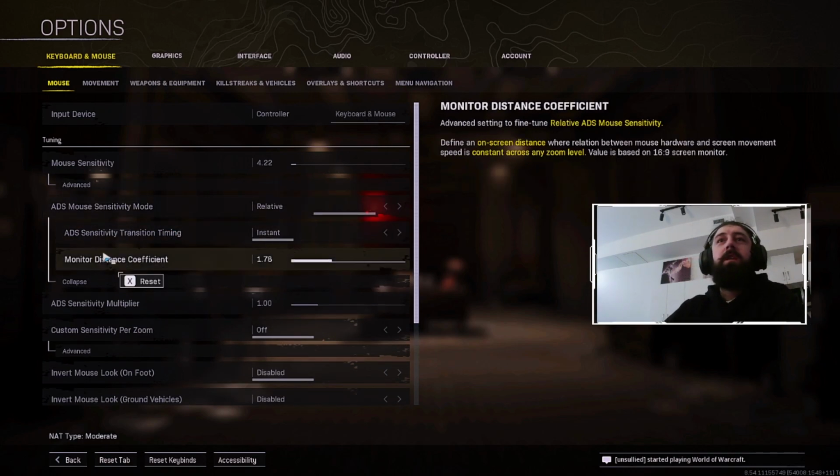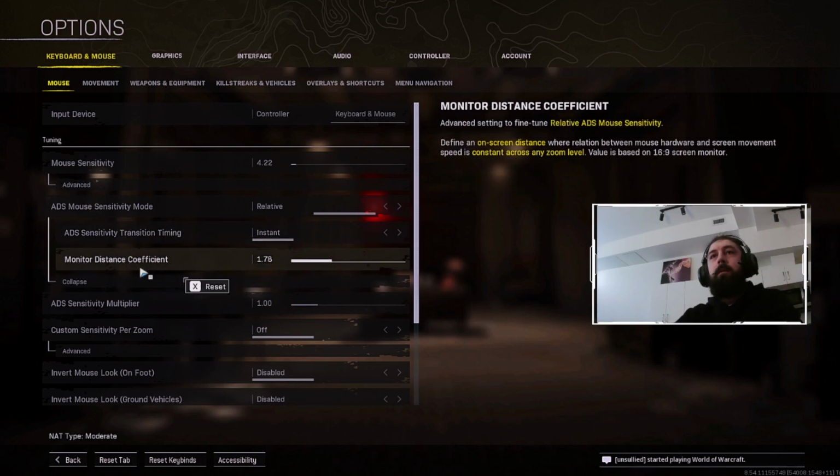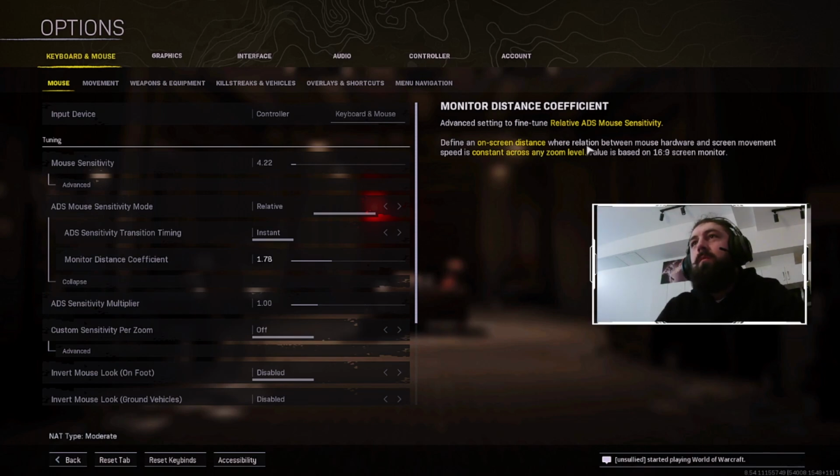This is where it's going to change here. Your monitor distance coefficient is at 1.33 by default. That is false. You do not want that. You want it to be at 1.78. It says here, define an on-screen distance where relation between mouse hardware and screen movement speed is constant across any zoom level. Value is based on 16:9 screen monitor.